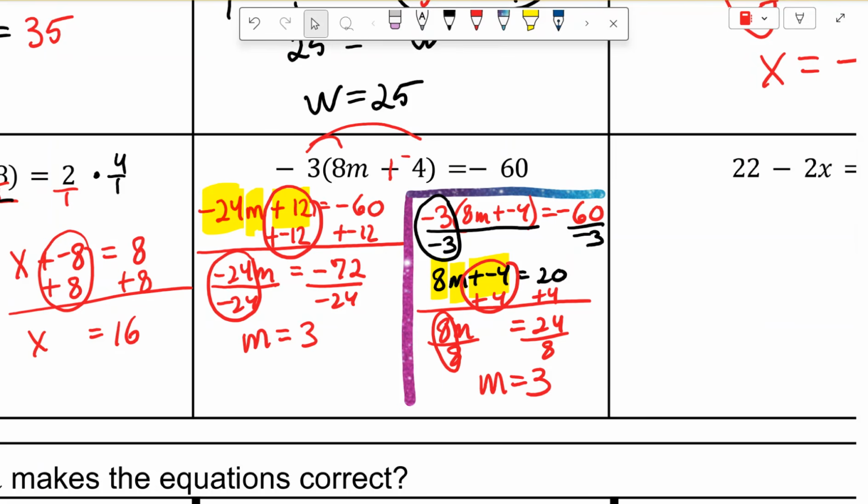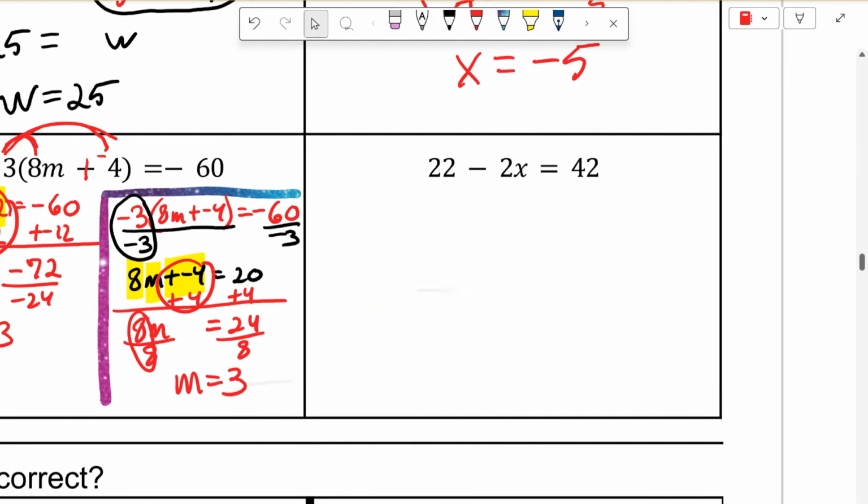Okay, here are 2 ways to do this one. On the left side, I did the distributive property. And on the right side, inside this little box here, I factored out the -3 on both sides. So which one you like is which way you should use it.